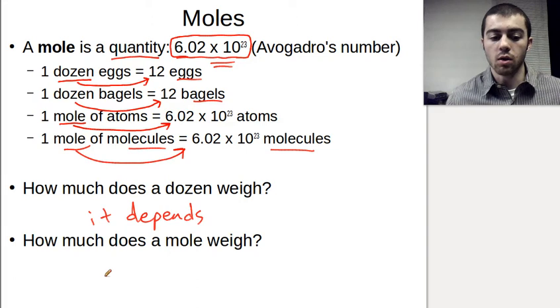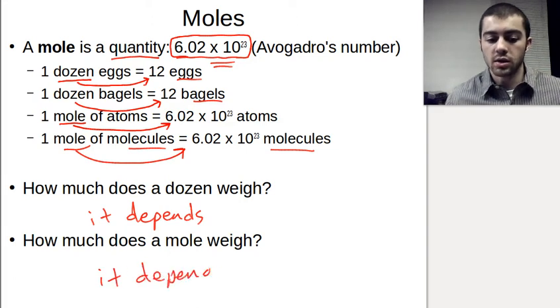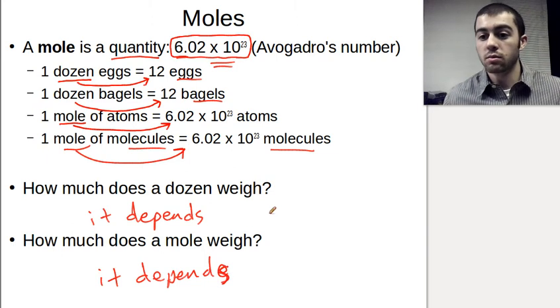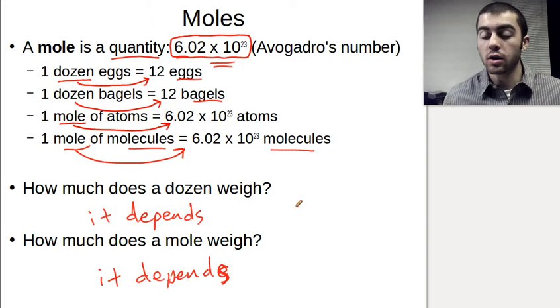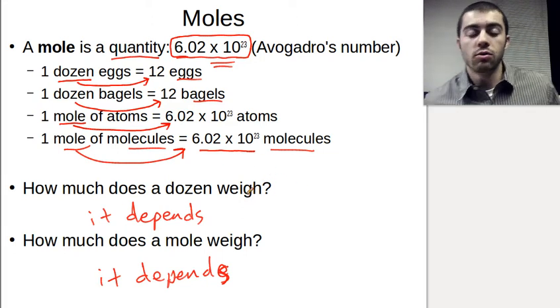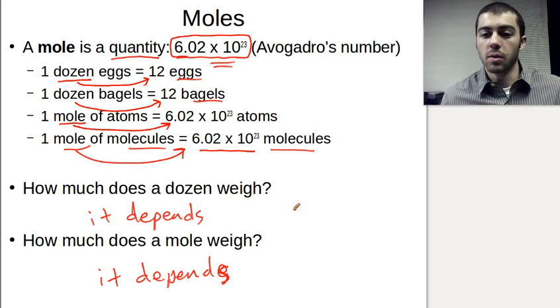So how much does a mole weigh? Well, it also depends. If we're measuring out a mole of sodium atoms, that's going to weigh a different amount than a mole of hydrogen atoms. If one hydrogen atom weighs differently than one sodium atom, then 6.02 times 10 to the 23rd hydrogen atoms would weigh a different amount than 6.02 times 10 to the 23rd sodium atoms. So it really depends on what we're measuring. We can't say a mole weighs a certain amount. It depends on what we're talking about.